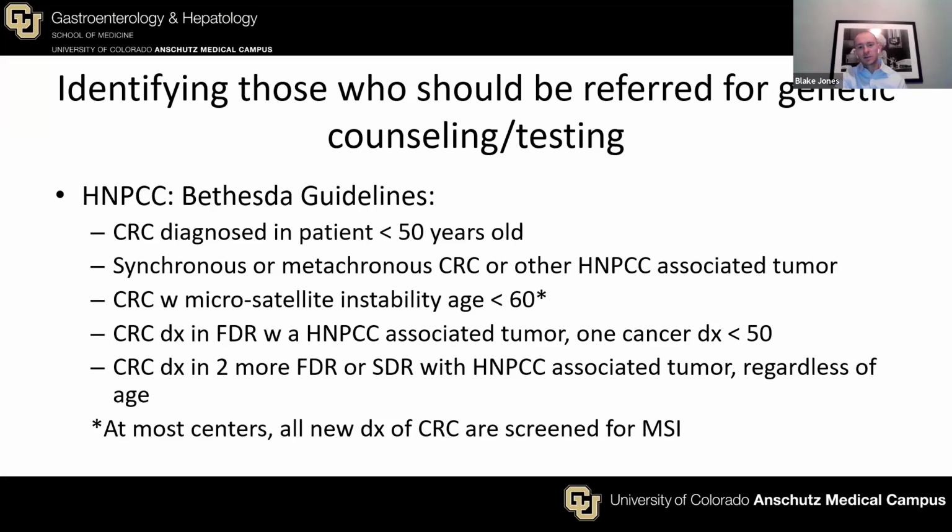And then the family history: colorectal cancer diagnosed in a first-degree relative with a Lynch-associated tumor, and the diagnosis is less than 50. And then colorectal cancer diagnosed in 2 or more first-degree or second-degree relatives, regardless of age. If they meet those criteria, they meet the Bethesda guidelines, you can refer them for genetic testing, and most insurance companies, including Medicare, will cover the cost of it.